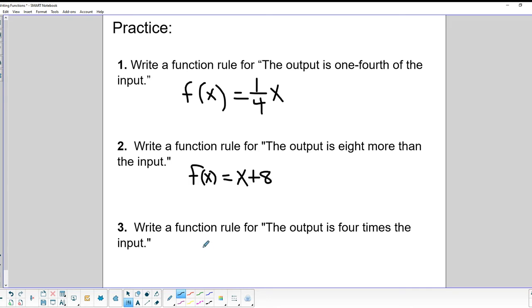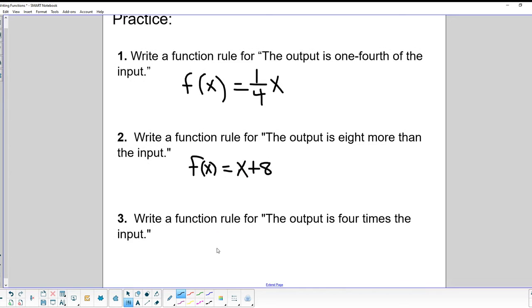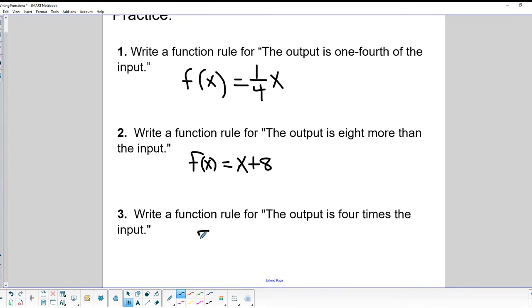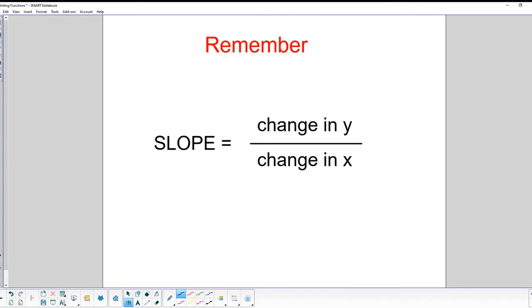Okay, write a function for the rule. The output is 4 times the input. All right, so the output, f of x, equals 4 times the input. So in this case, we'll just have 4x, which means 4 times x. So as you can see, these are not very difficult to produce, and we've done some of this before, so it's not completely new to us.